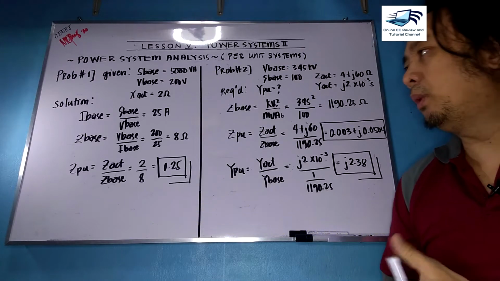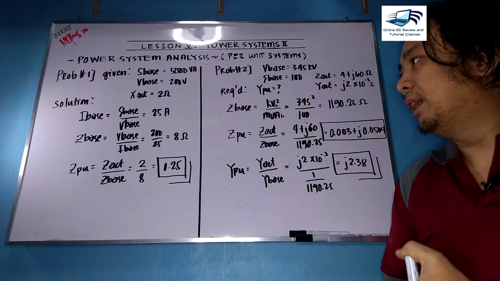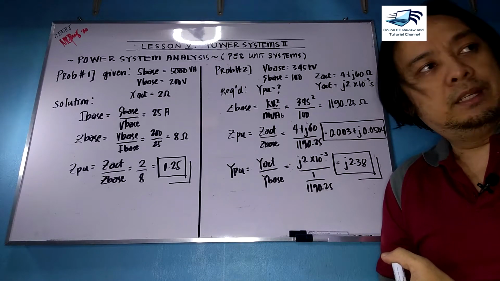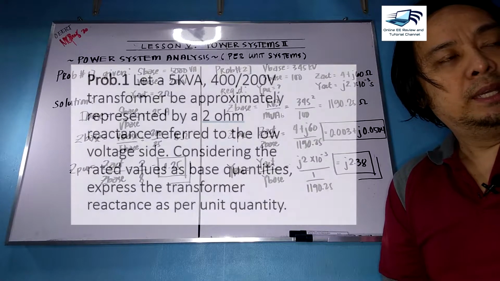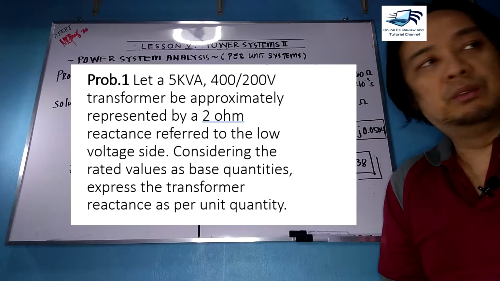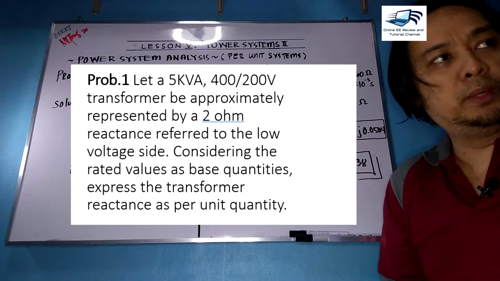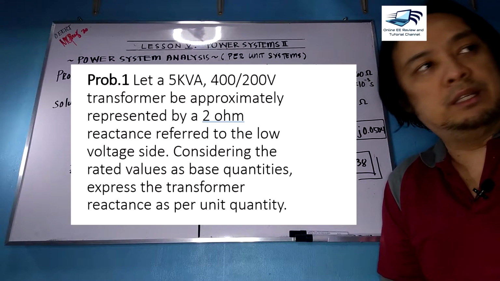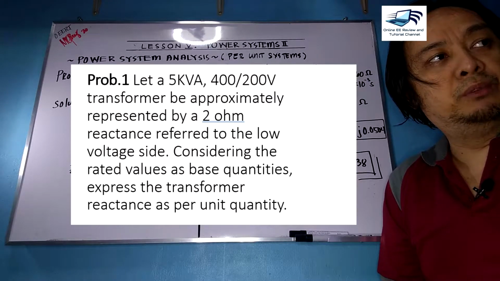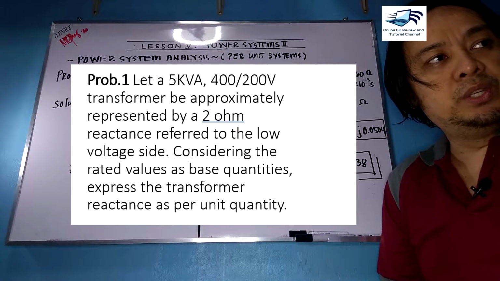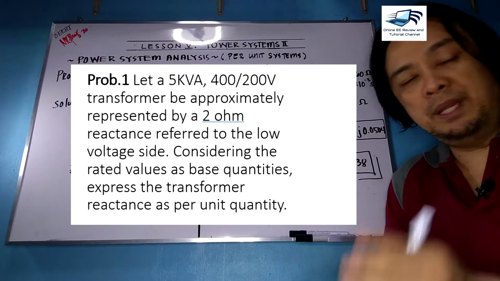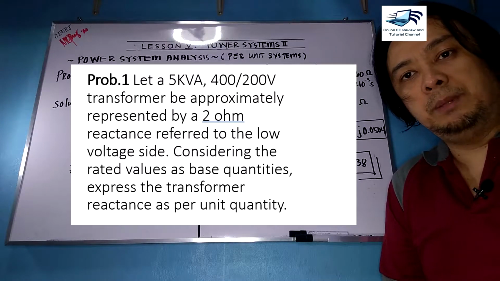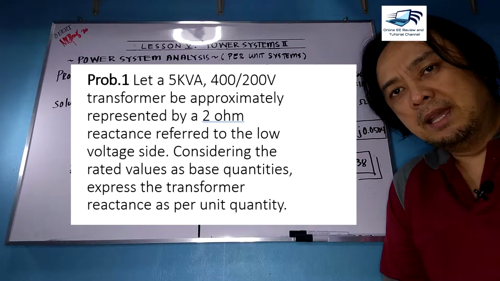Okay, as usual, we will read the problem first and then solve it using this whiteboard. Let us read problem number 1. Let a 5 kVA 400 by 200 volt transformer be approximately represented by a 2 ohm reactance, which is referred to the low voltage side. Considering the rated values as your base quantities, express the transformer reactance to a per unit quantity.